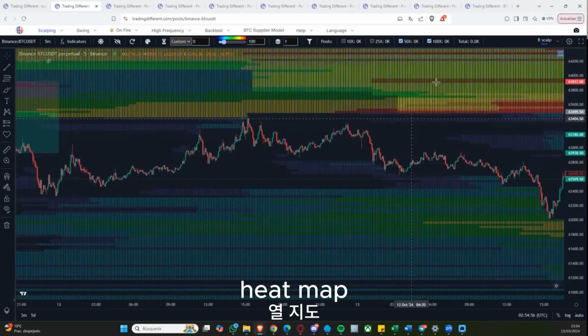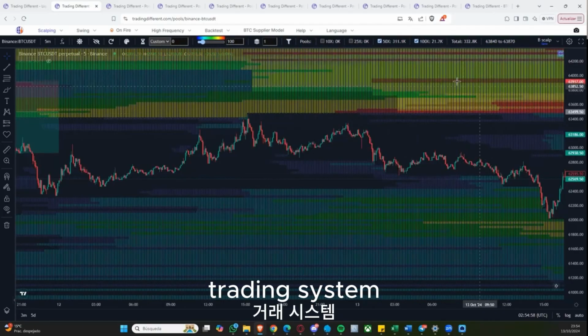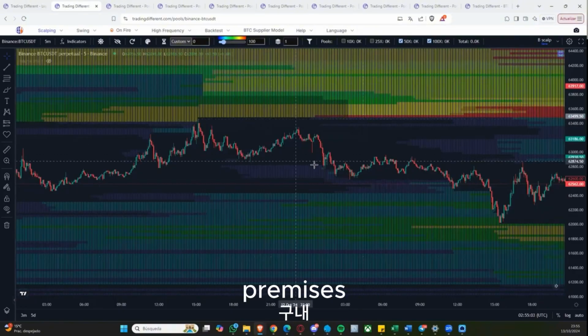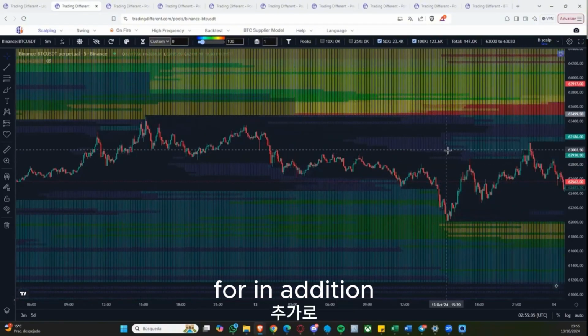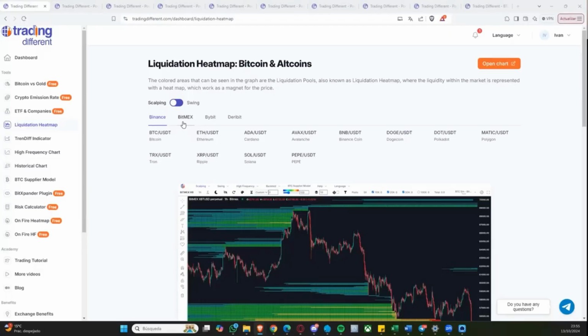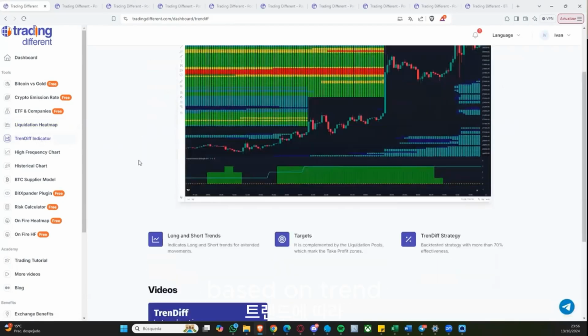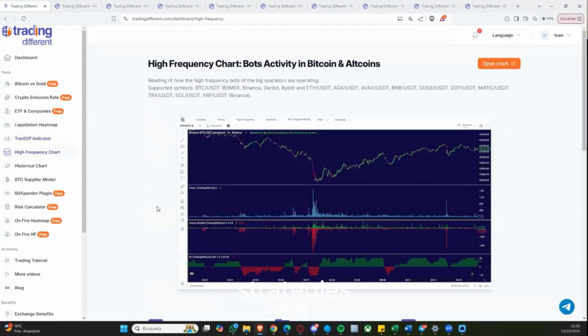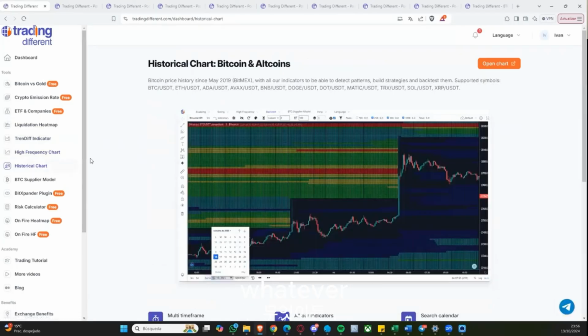The liquidation heat map can be adapted to any trading system. It can be integrated with Bollinger Bands or other quantitative premises you are looking for. In addition, we have developed our own quantitative strategies. We share these strategies within our Discord. We have strategies based on TrendIF, which you can see at the bottom of each section. Includes strategies with the high-frequency chart for micro-scalping. We also have a historical chart for backtesting whatever you need.